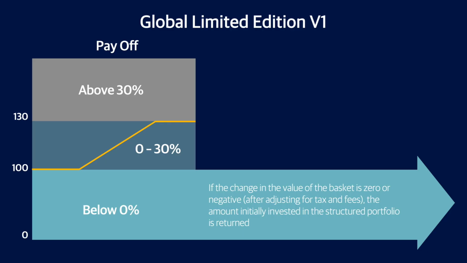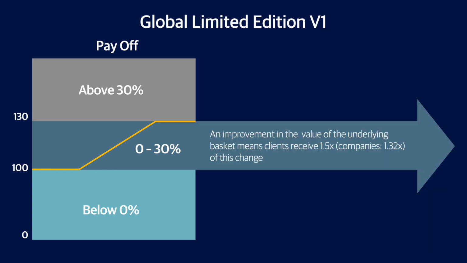There are three payoff scenarios for the product. In the first scenario, if the underlying basket of indices has returned 0% or less at maturity, then the amount invested in the portfolio will be returned to the client. Scenario 2 is for any returns on the underlying basket that are between 0% and 30%. In this case, clients will receive a multiple of the underlier's return. Currently, the multiplier is 1.5 times for individuals and trusts and 1.32 times for companies.